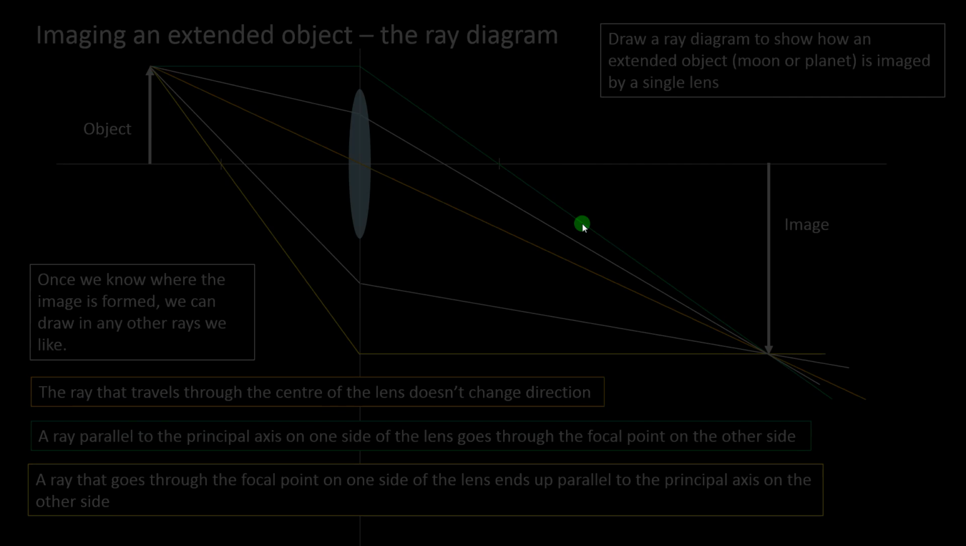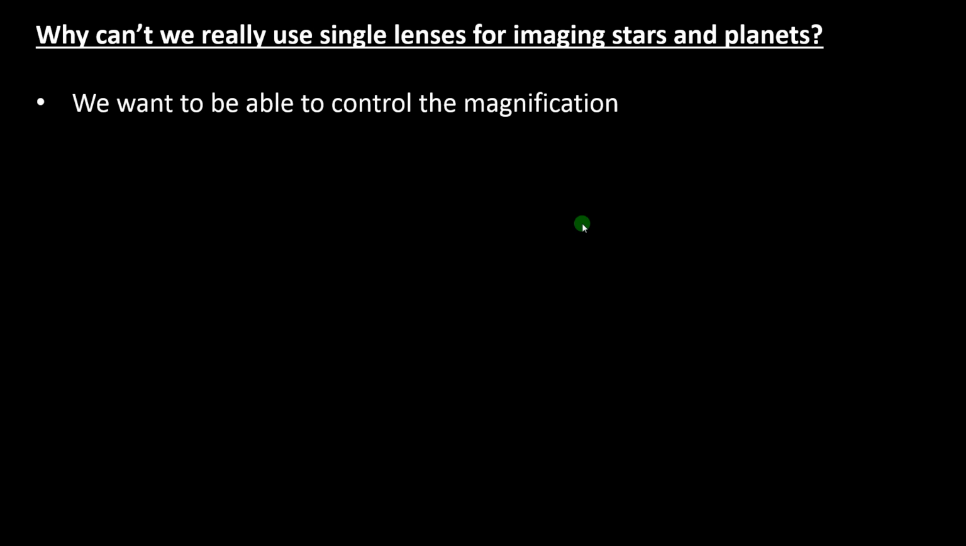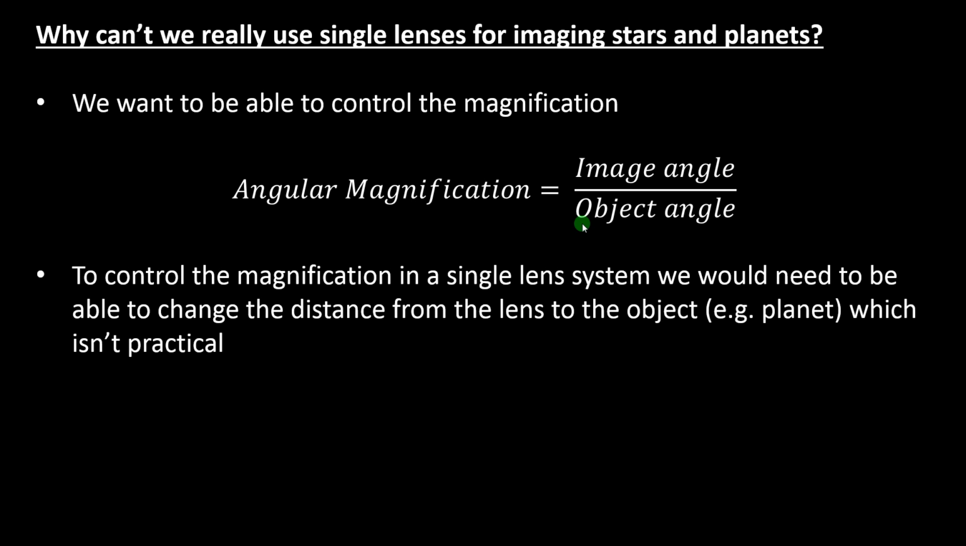Okay, last thing then is to point out why we can't really use single lenses very easily for imaging stars and planets. You don't see that done. So what we want to be able to do is control what's called the magnification. Now, in actual fact, what we're dealing with in telescopes is angular magnification, which is basically looking at what size the image is and the object is in terms of the angle that we see in our field of view. I'm going to explain that in much more detail when we look at telescopes, okay? But that's to bear in mind, that's the kind of magnification we're dealing with here.